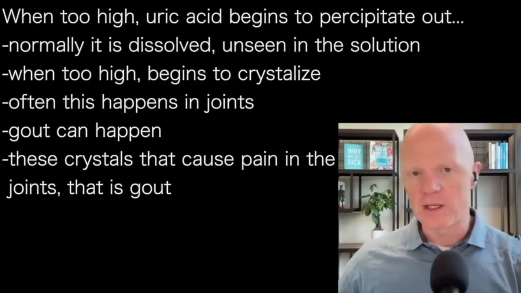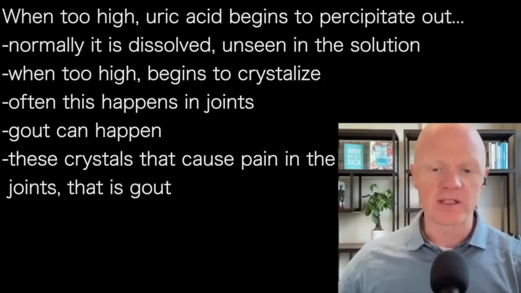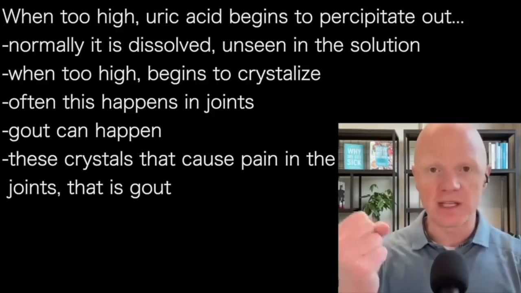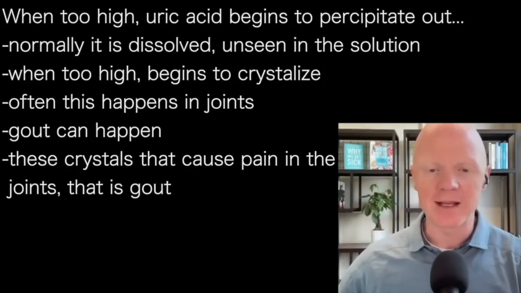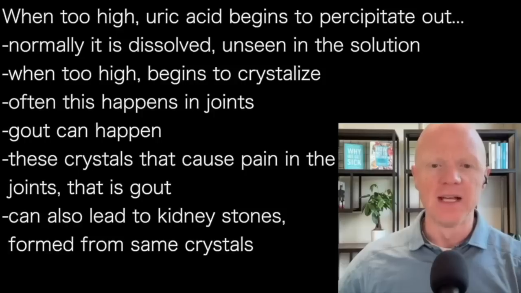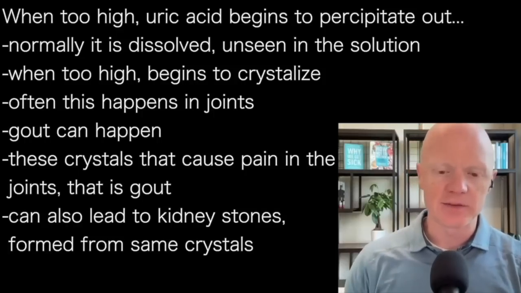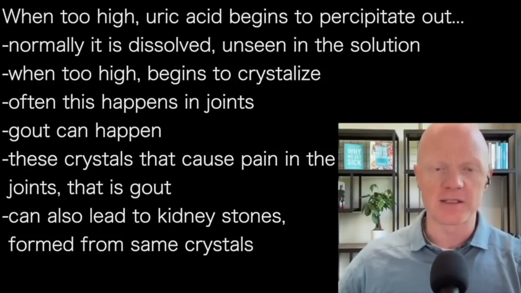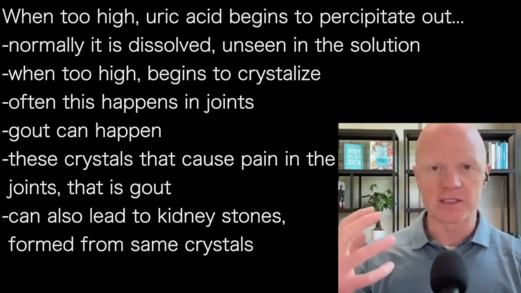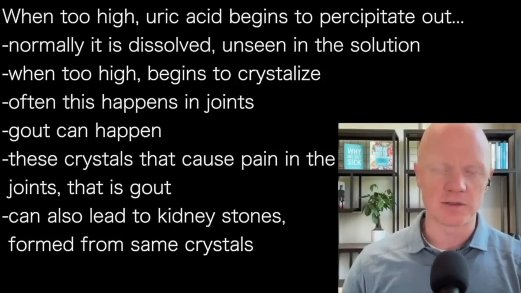So gout is when the uric acid has reached a point that it is crystallizing or literally coming together as these jagged little crystals and then making people's joints ache. That is gout. But high uric acid levels can lead to higher uric acid in the urine, which can give rise to kidney stones that are sort of built on this same matrix of uric acid crystals.